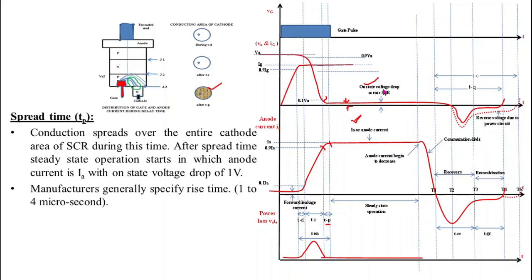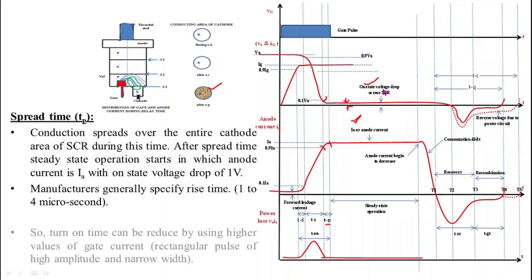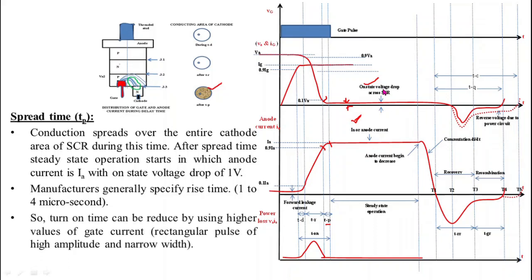Now total turn on time can be reduced by injecting more charges in less time. So turn on time can be reduced by using higher values of gate current. This concept has been asked in ES 2014.